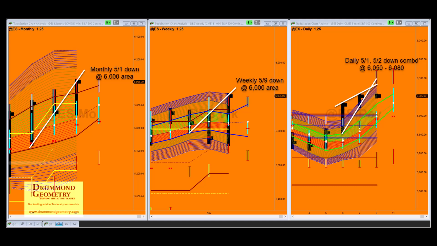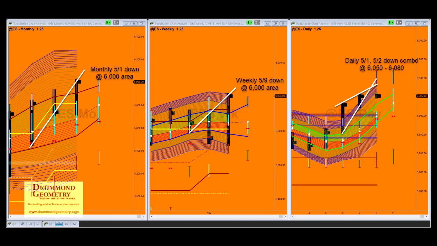Lastly, let's take a look at the daily chart on the right. What we have is a 5-1, 5-2 down combination. This is a high probability stopping point for a market. If you see that on the bottom end or on the top end, you can usually expect prices to hold in that area. That range is 6,050 to 6,080, plus or minus a couple of points.